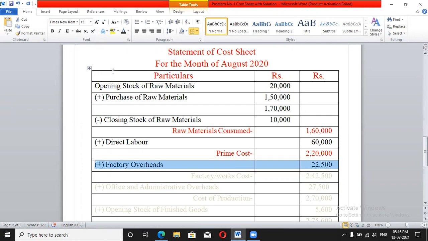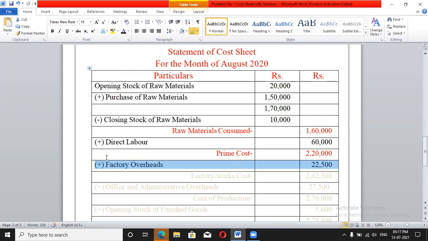This is an expense, so we should add it. All such expenses we are going to add in our cost sheet. If there is any income, it should be subtracted. Why is the cost sheet prepared? Because we are finding the amount of total cost. For finding the total cost, we add all such expenses related to production, or subtract any income.